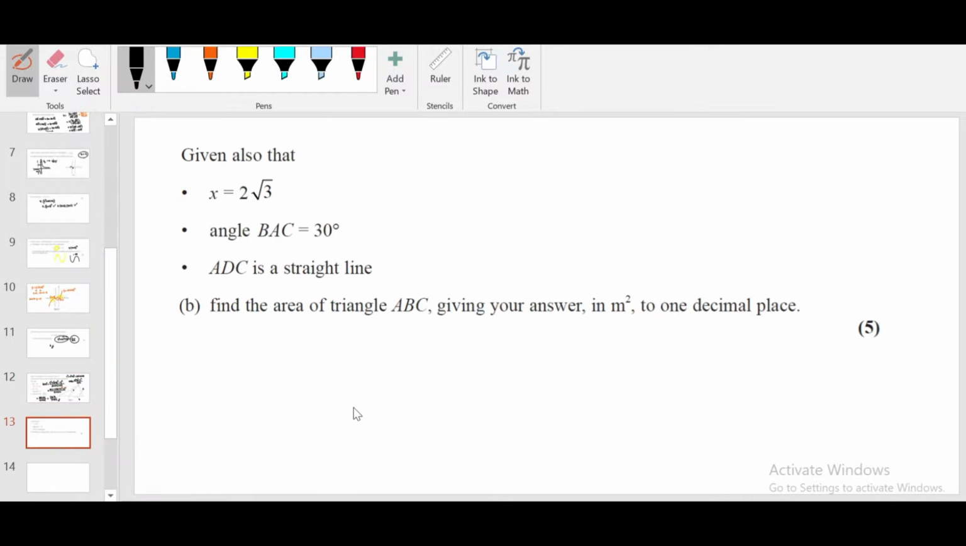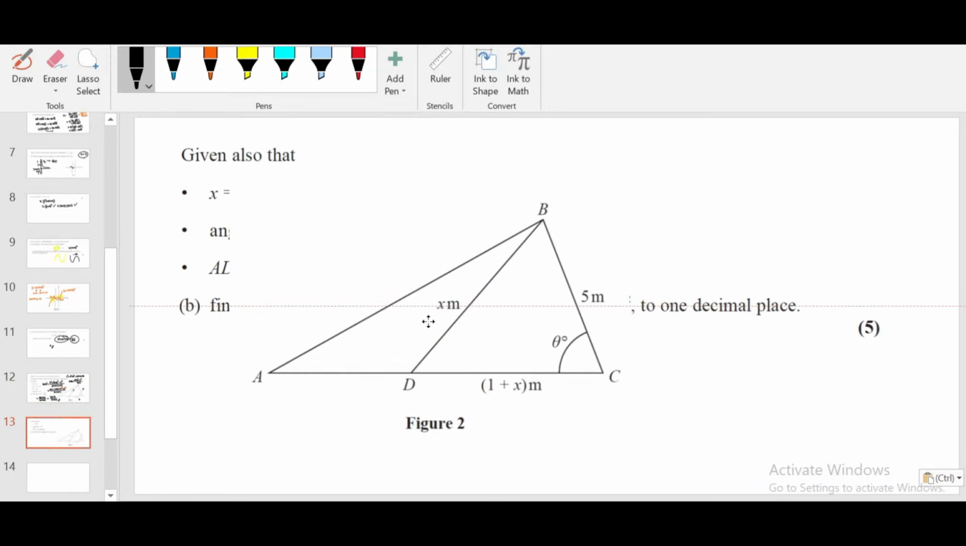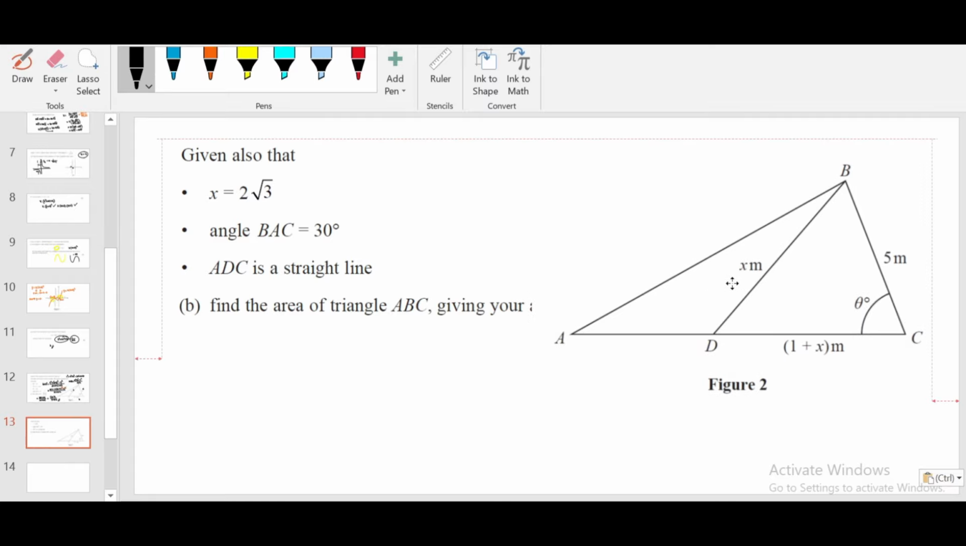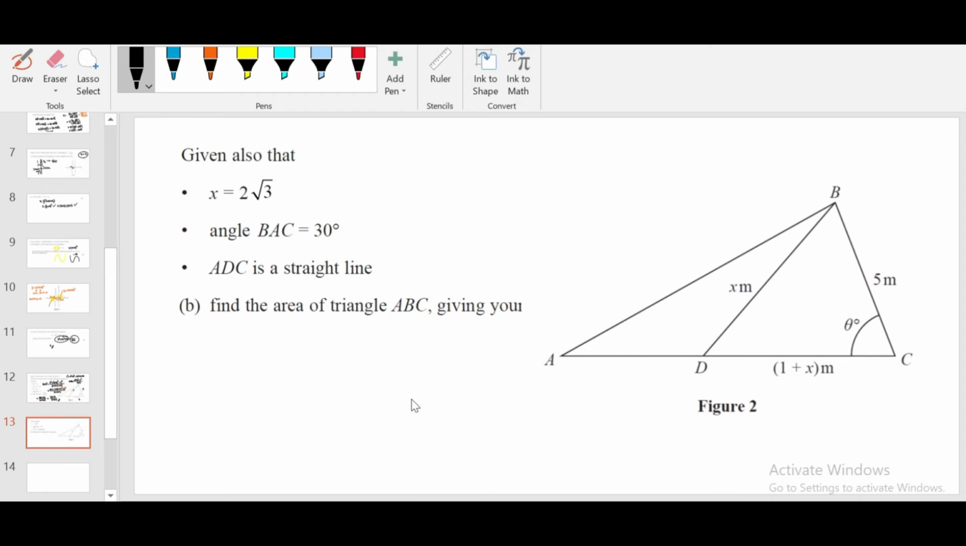The part B says this one, so we might need the figure. I'm going to take the figure from here. I'll just put the figure here. They want the answer to 1 decimal place. Okay, they want you to find the area of the triangle ABC, which is basically a 5-mark question. The bigger triangle, they want you to find the area of this triangle when the x value is given.